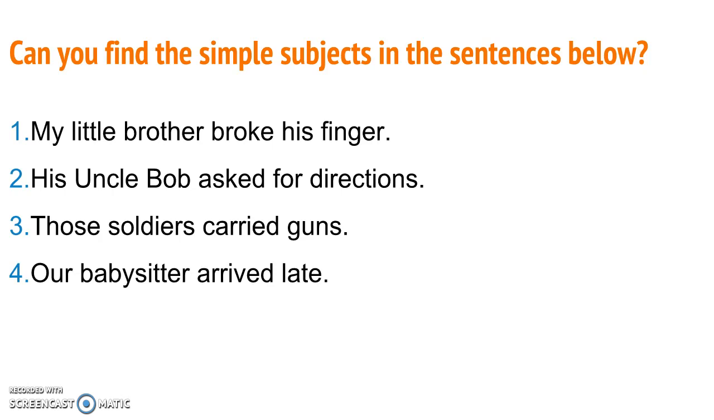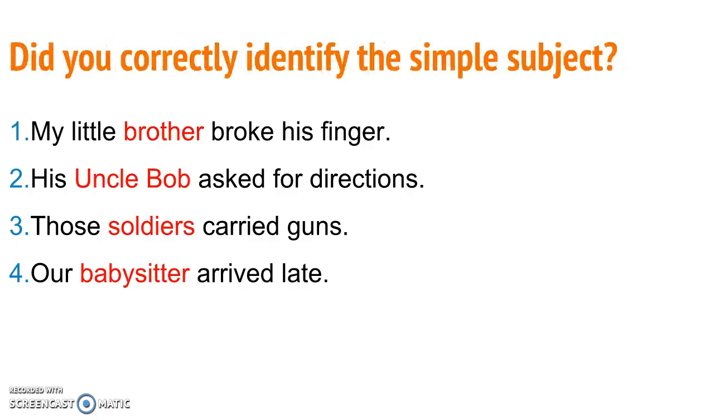Okay, so hopefully now you found those simple subjects based on those same verbs that you just identified. And in this case, we're asking those questions, who or what broke? Brother broke. Uncle Bob asked, and in this case, Uncle Bob is the complete noun because that's his proper name, so it's a proper noun. Soldiers carried, and who or what arrived? The babysitter arrived late.